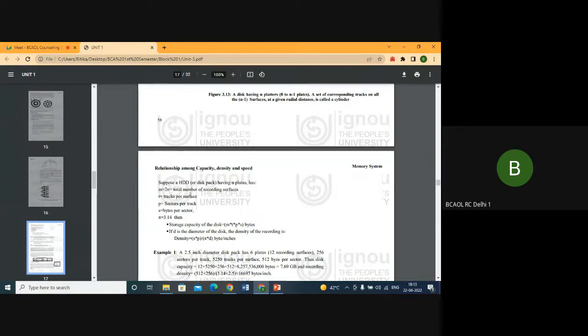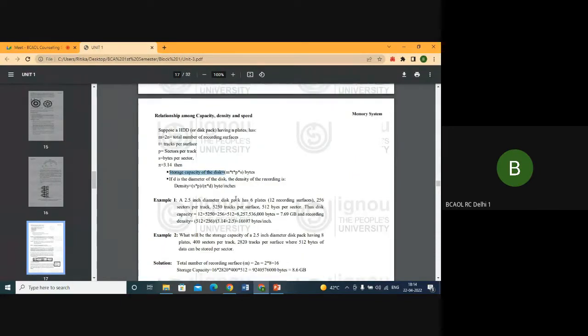T is the tracks per surface. How many tracks are there on the surface? P is the sectors per track. How many sectors are on a particular track? And S is the bytes per sector. How many bytes are written in a sector? And pi, you all know that pi is 3.14. Now, storage capacity of the disk. If you know all these elements, M, T, P, S and pi, then what is the formula for calculating the storage capacity of the disk? The formula is M into T into P into S. That is the total number of recording surfaces into tracks per surface into sectors per track into bytes per sector. This will give you the storage capacity of the disk. Do you understand?